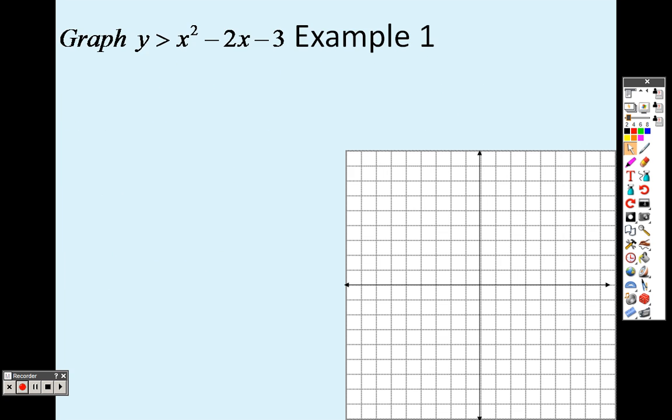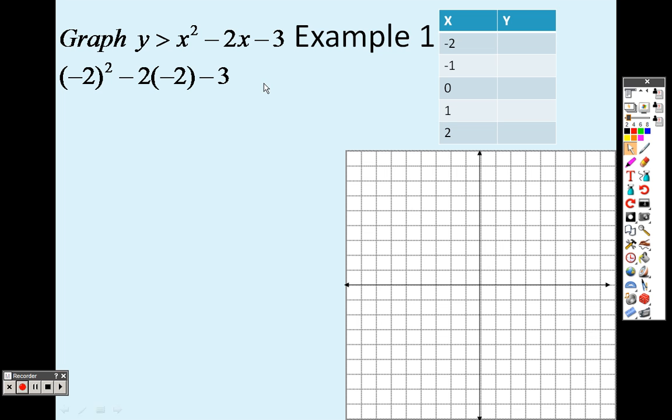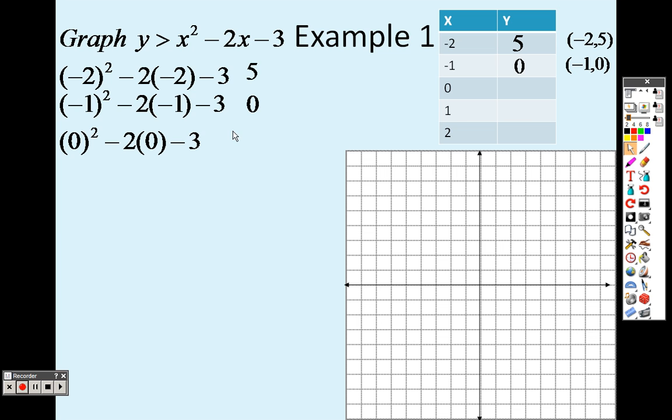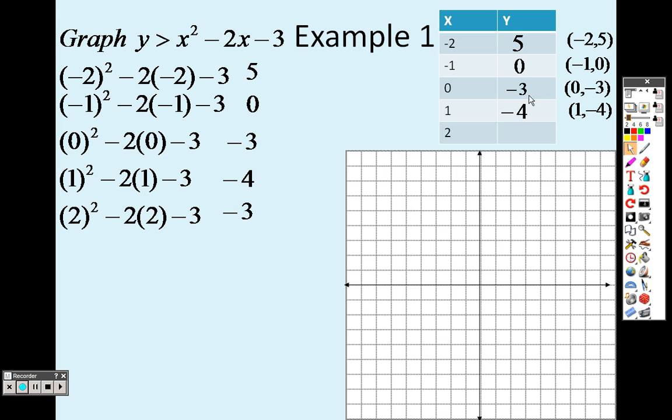So you graph that how you normally graph it. We get our list of points here. When I plug in -2, I get 5 as my answer, so I have the point (-2, 5). Plug in -1, I get 0. I plug in 0, I end up getting -3. I plug in a 1, I get -4. I plug in a 2, and I get -3.